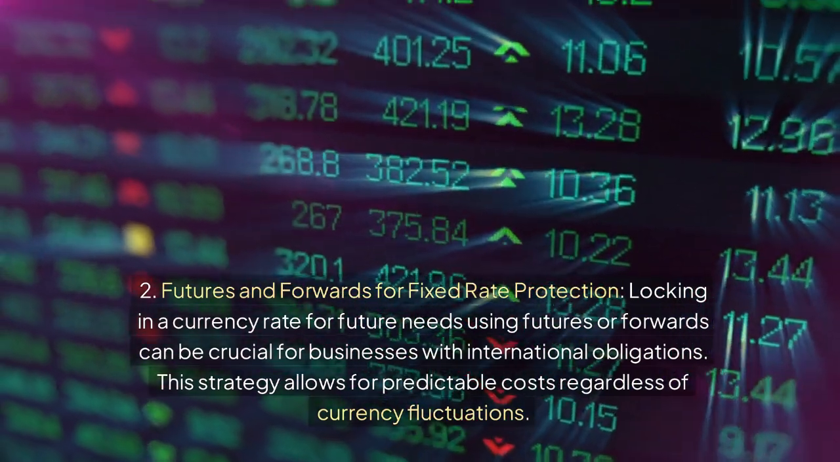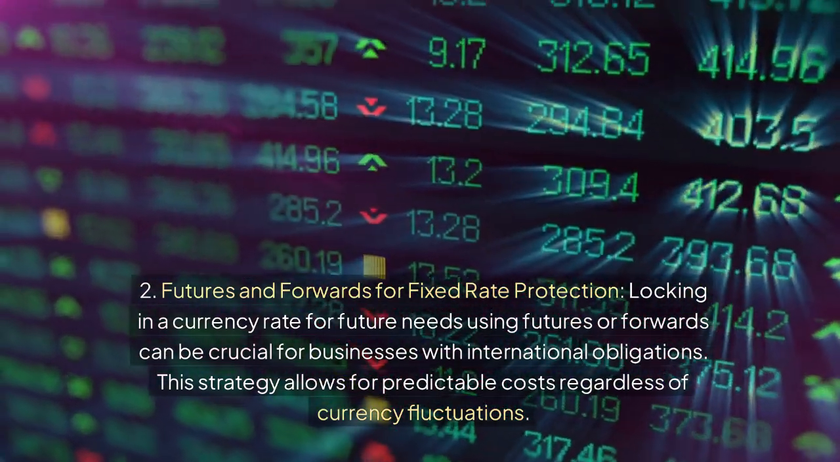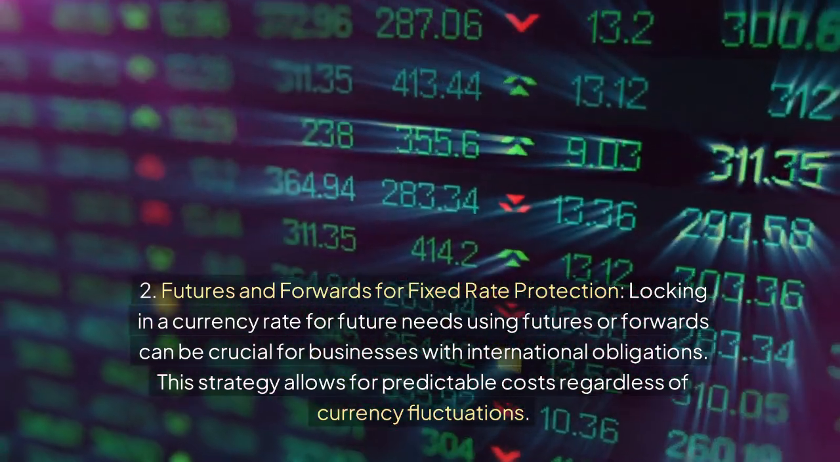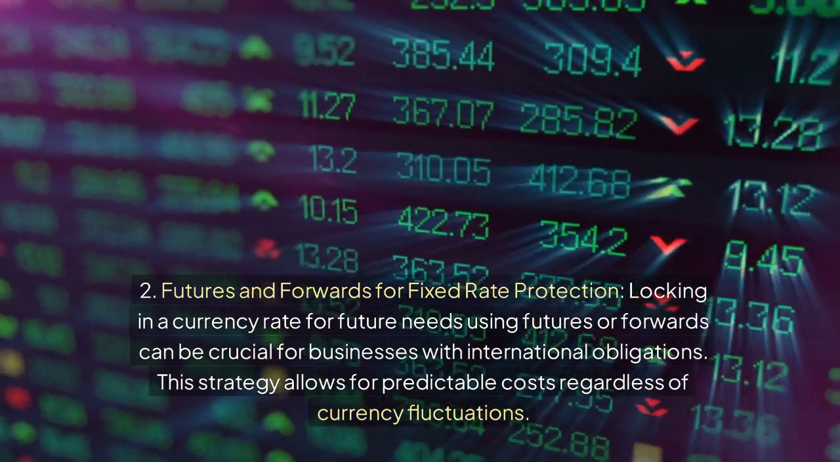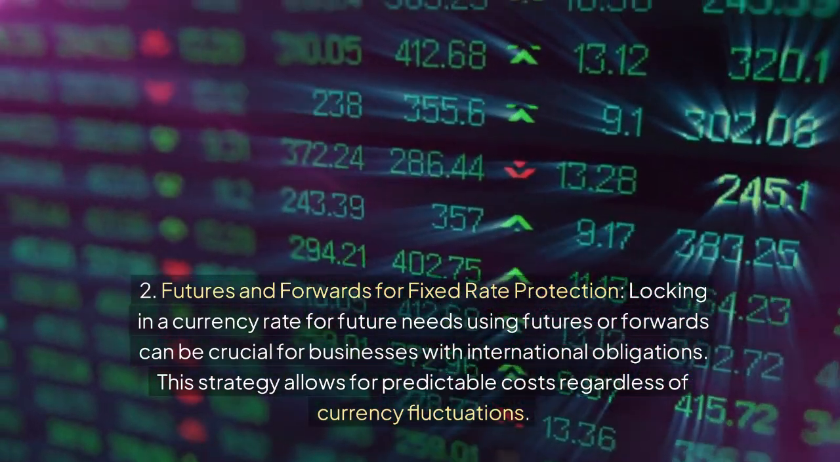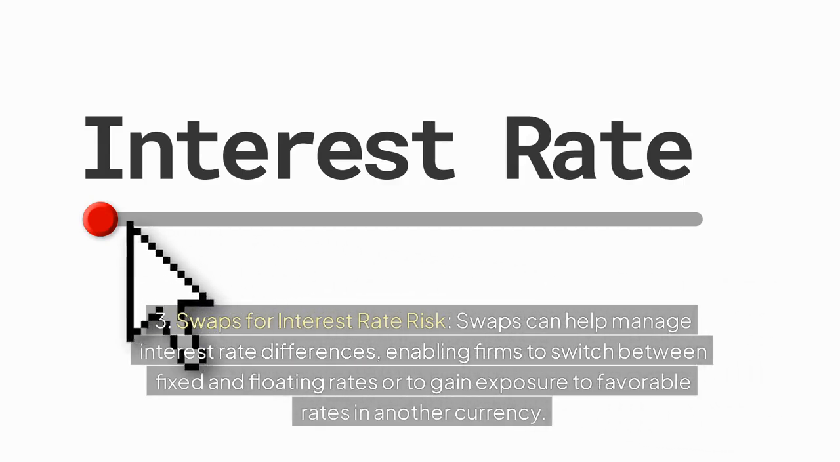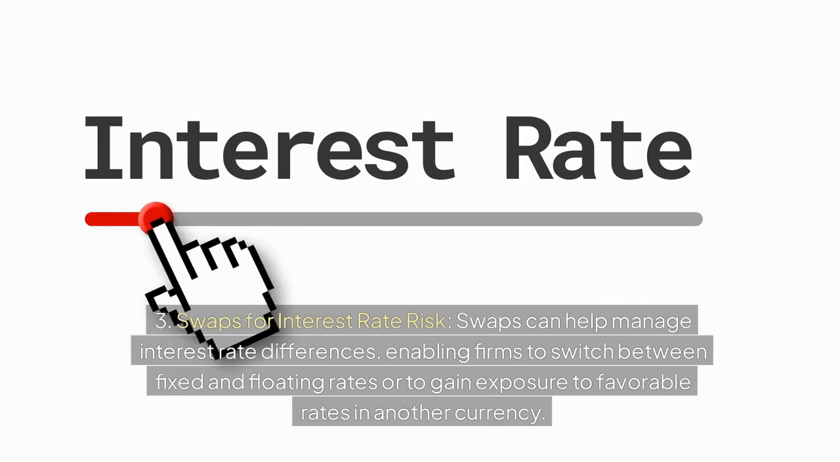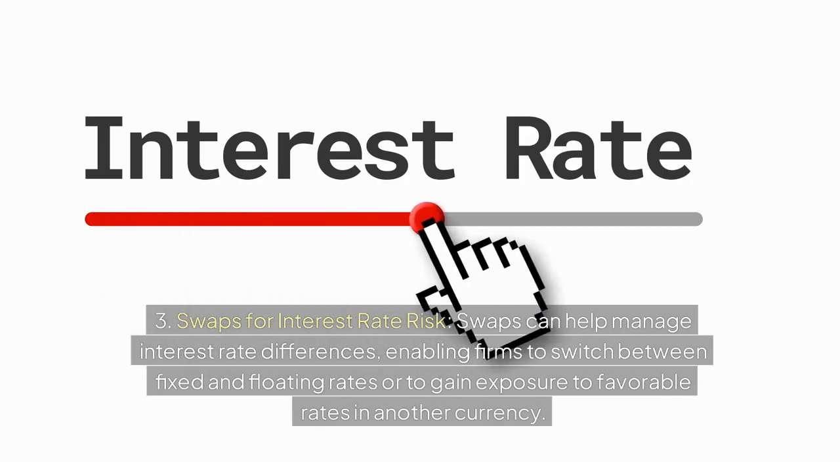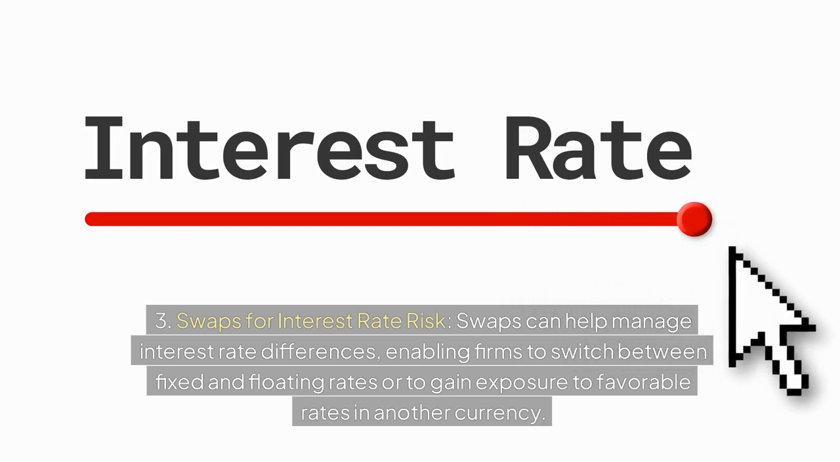2. Futures and forwards for fixed rate protection. Locking in a currency rate for future needs using futures or forwards can be crucial for businesses with international obligations. This strategy allows for predictable costs regardless of currency fluctuations. 3. Swaps for interest rate risk. Swaps can help manage interest rate differences, enabling firms to switch between fixed and floating rates or to gain exposure to favorable rates in another currency.